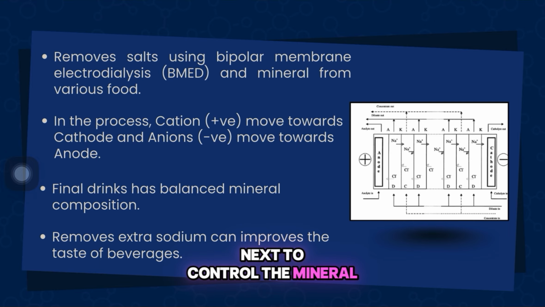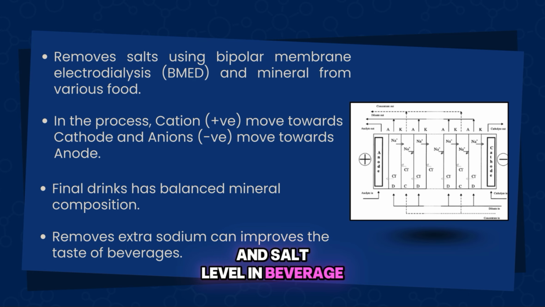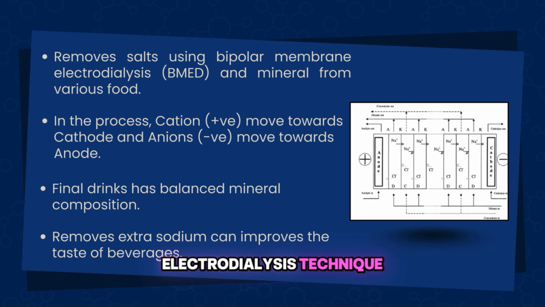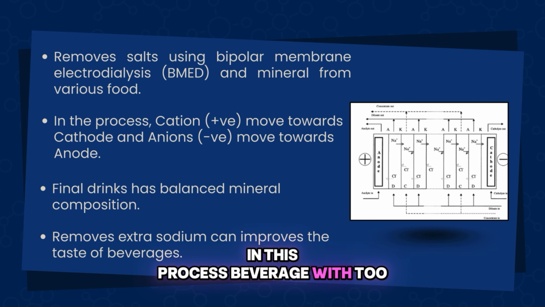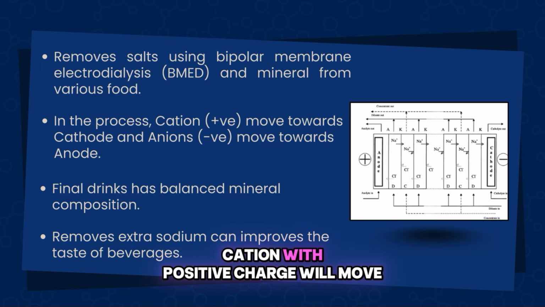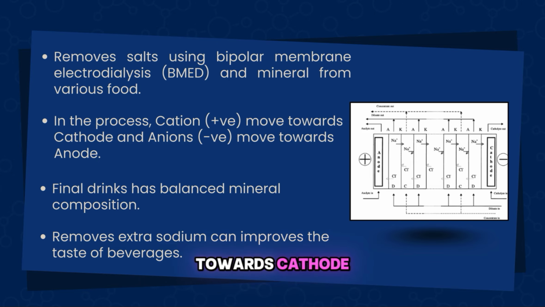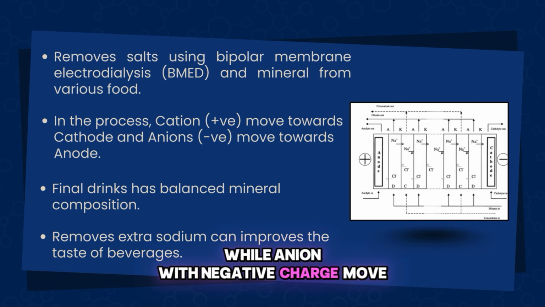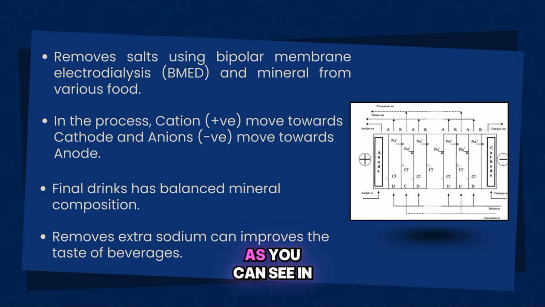Next, to control the mineral and salt level in beverages, we can also use the bipolar membrane electrodialysis technique. In this process, a beverage with too much sodium, calcium, or chloride flows into the dilute compartment. Cations with positive charge will move towards the cathode, while anions with negative charge move towards the anode. As you can see in the picture on the right, the cation such as sodium is moved to the right, meanwhile the anion, which is chloride ion, moves to the left.